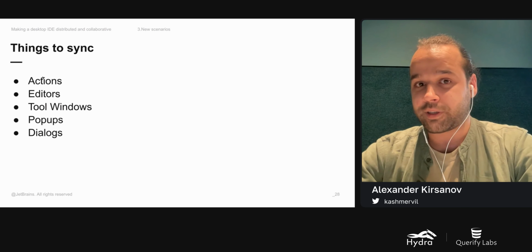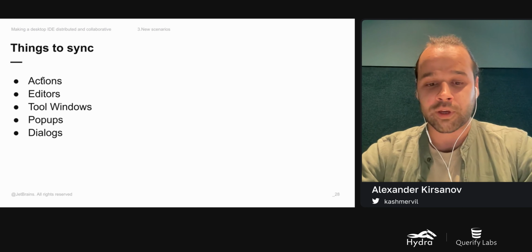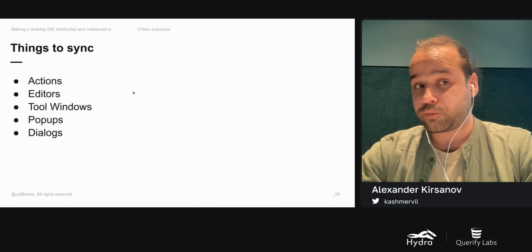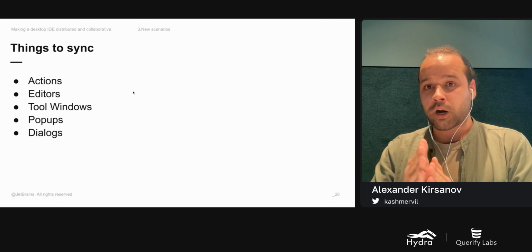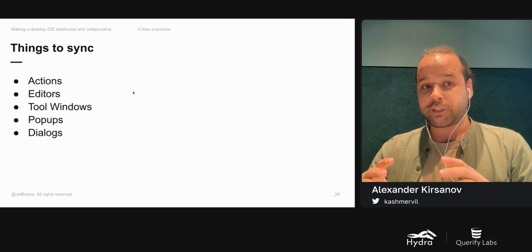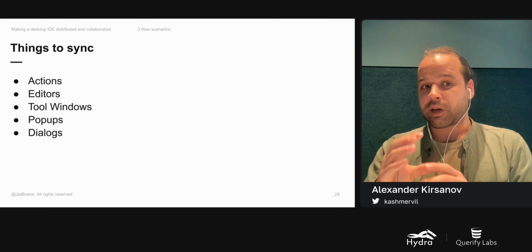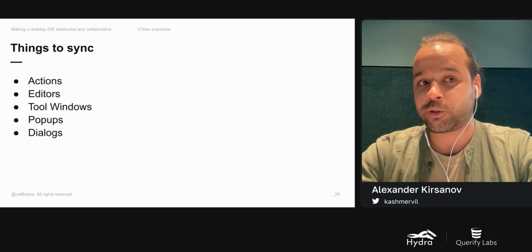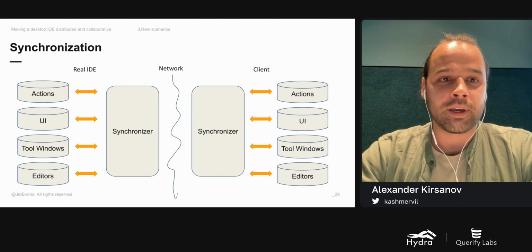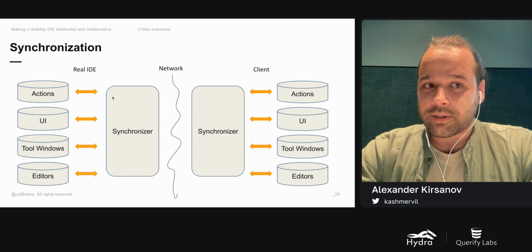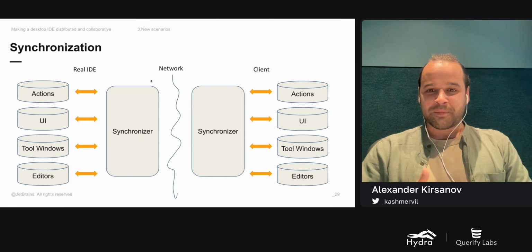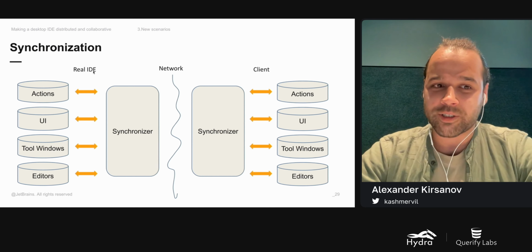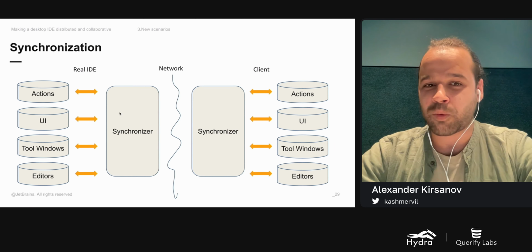First of all is actions. It includes buttons and the calling from the shortcuts, etc. You definitely need an editor with the caret and the text inside. You also need to synchronize the tool windows and some UI popping up on top of that. So if we manage to do that, we will be done. And to draw it the way it looks. So we define the subsystem we want to synchronize.